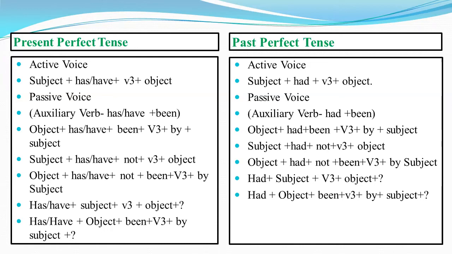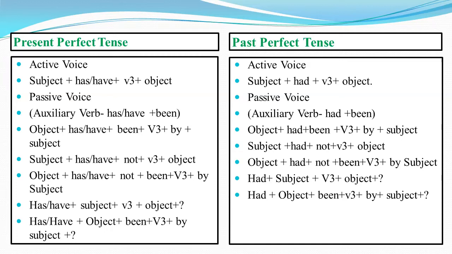Okay, the structure of active voice is subject plus had, then third form of verb, and then object. In passive voice we will use auxiliary verb had plus been, like in present perfect tense we use has have, and here we use had. Okay, and the structure of passive voice is object, then had plus been, then third form of verb, then by, and then subject.